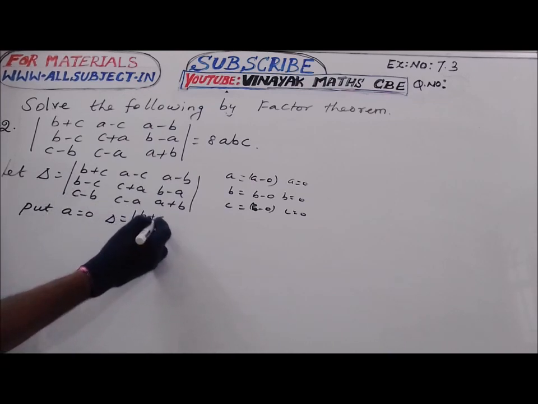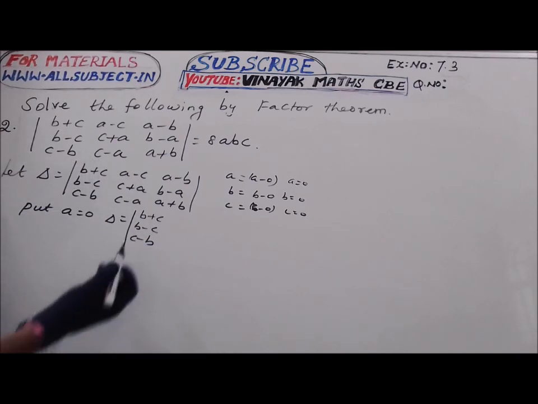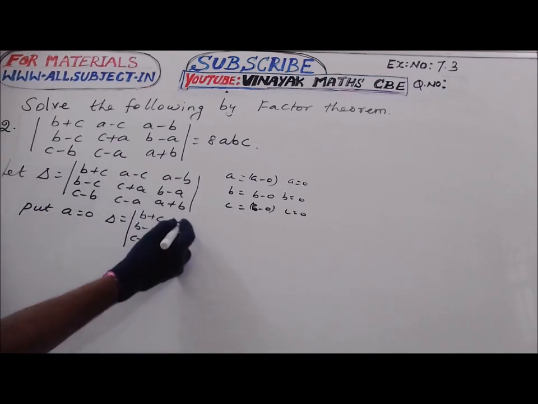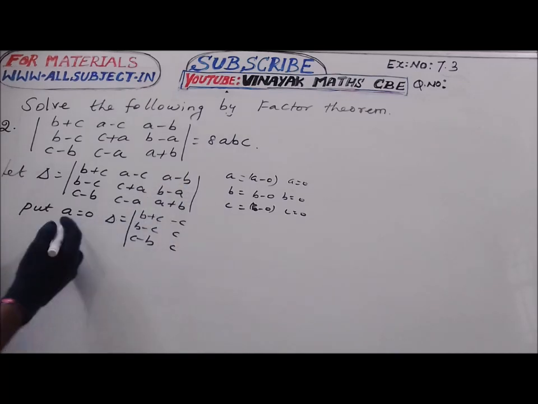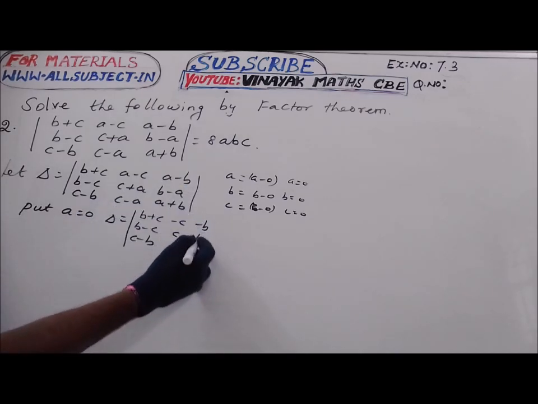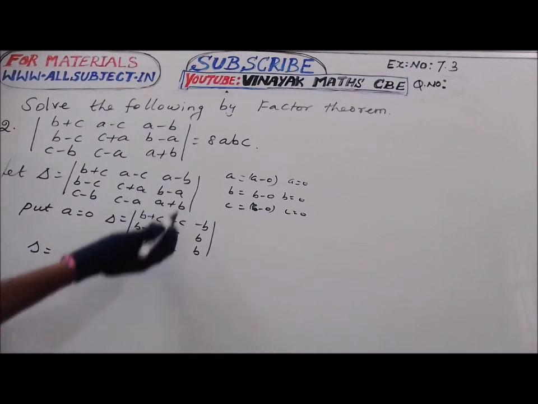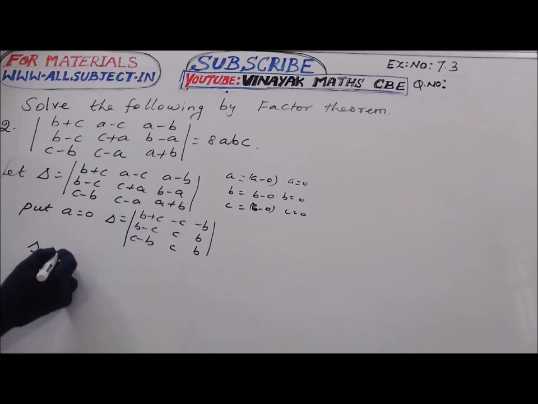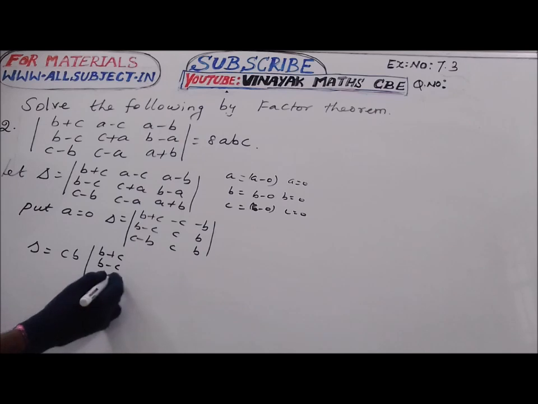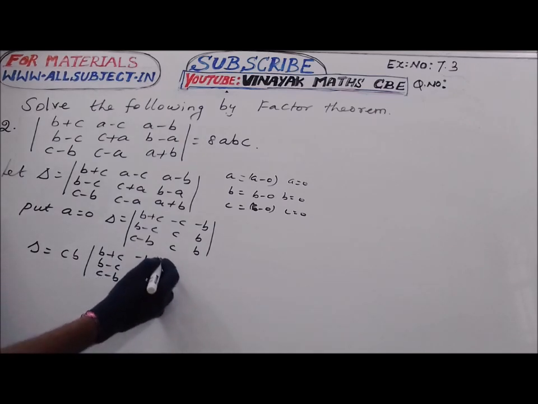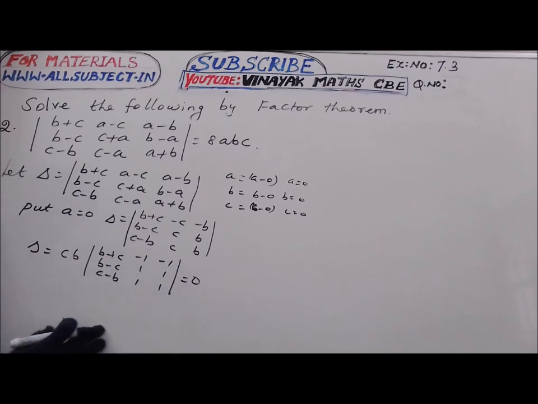B plus C, B minus C, C minus B, no change in the first column. In the second column, A equal to 0 means we have minus C, C, C. And the last column, we have A equal to 0 substituted here, minus B, B, B. This means delta equal to, taking out C and B in the second and the third column, we have CB into B plus C, B minus C, C minus B, minus 1, 1, 1, minus 1, 1, 1, which is equal to 0, since these two columns are identical.